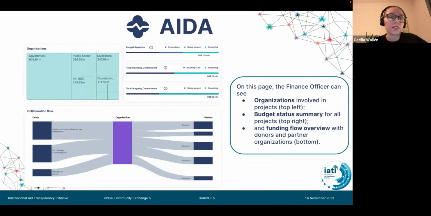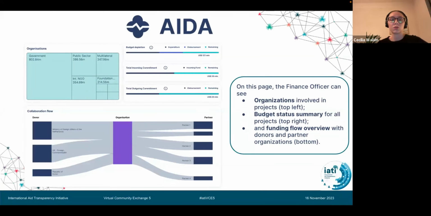On this page, there are some additional graphs that show which organizations are involved in the projects that take place and that are being funded in the country. You see in this example that government organizations make up a large part of this, but also the public sector, international NGOs and multilateral organizations.